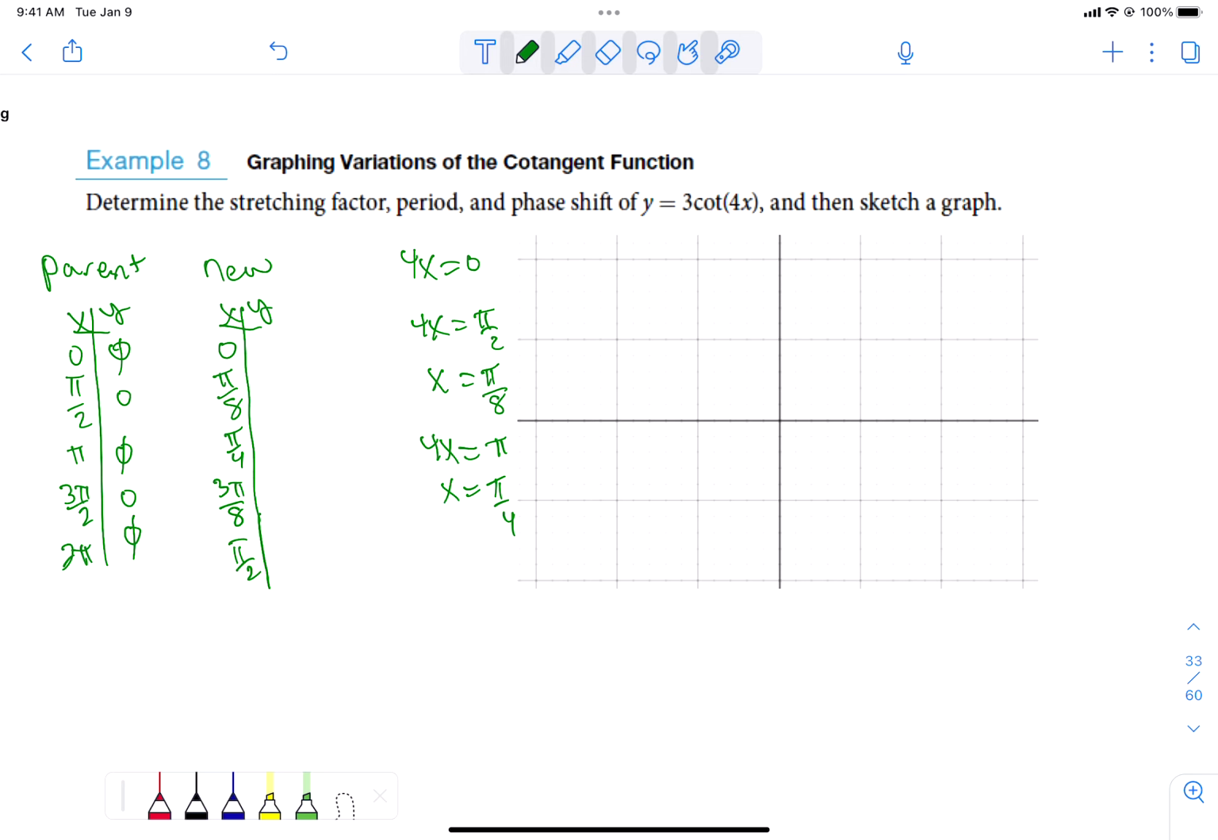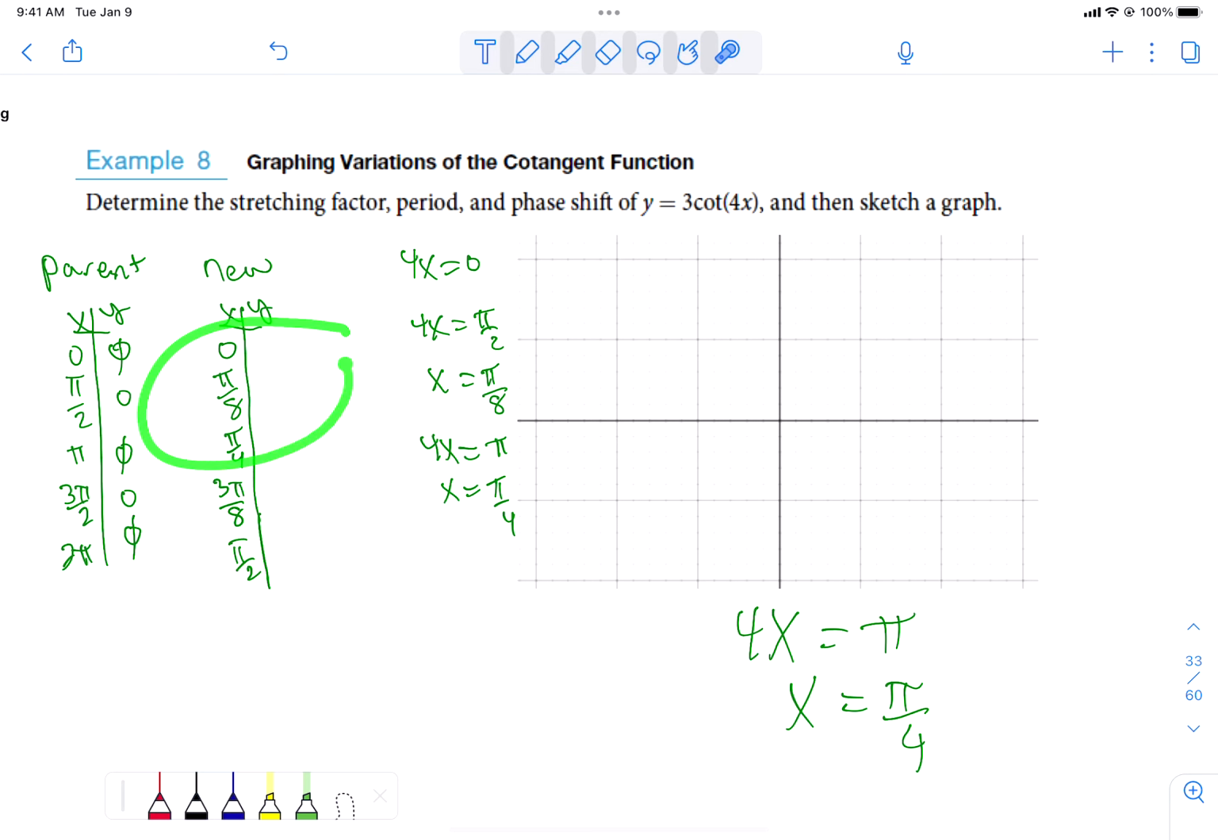Think about the period for just a minute. Normally, the period is pi. 4x equals pi when x equals pi over 4. So at this point right here, it has already cycled through an asymptote, a 0, and an asymptote. So it's still going to go in that period. The 3 is not going to change the multiplication of 0 and asymptotes. It's going to go asymptote, 0, asymptote, 0, asymptote.